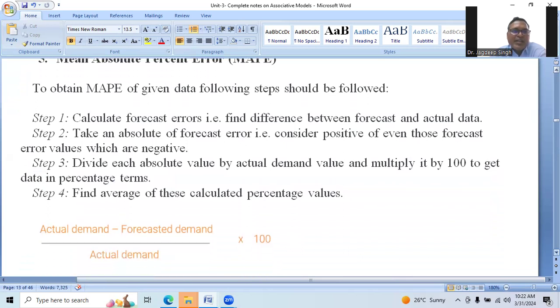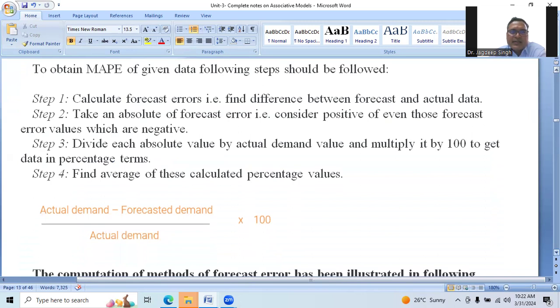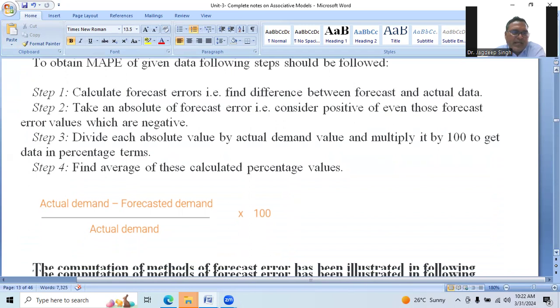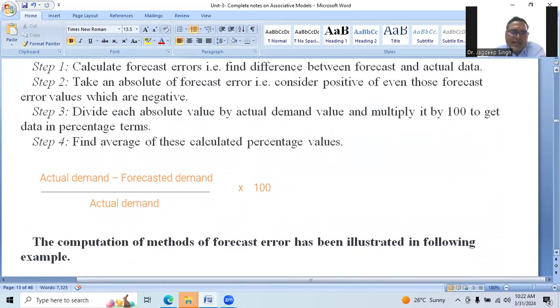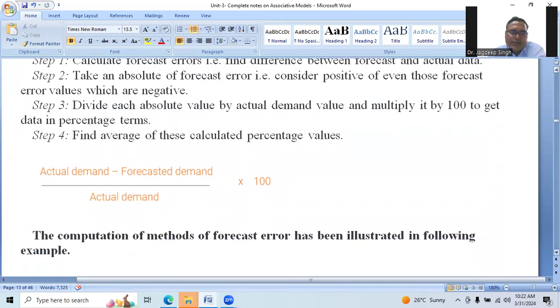Step 1 is calculate forecast errors, find the difference between forecast and actual data. Step 2, take the absolute of forecast error. Consider positive even those forecast error values which are negative. So we need to take positive values only. Step 3 is divide each absolute value by the actual demand value and multiply it by 100 to get data in percentage terms. And the final fourth step is find the average of these calculated percentage values.